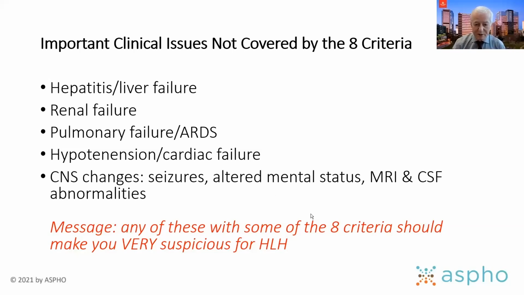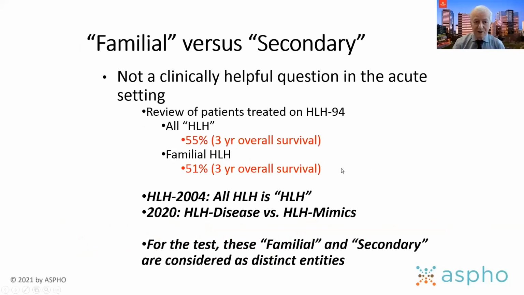So my message to you is that if you have any of these, in addition to some of the 8 criteria, you might become even more suspicious that the patient has HLH. And historically, we've talked about familial, meaning the genetic associated HLH, versus secondary. And it's really not a very helpful concept in the acute phase because you've got a patient who's very sick. So you need to treat them quickly.